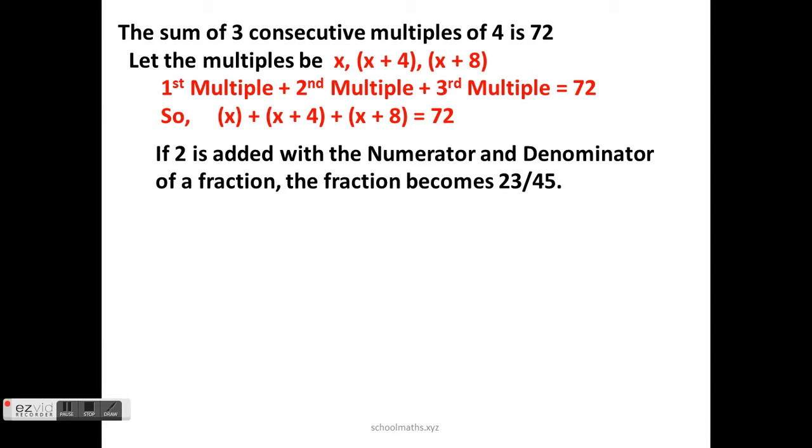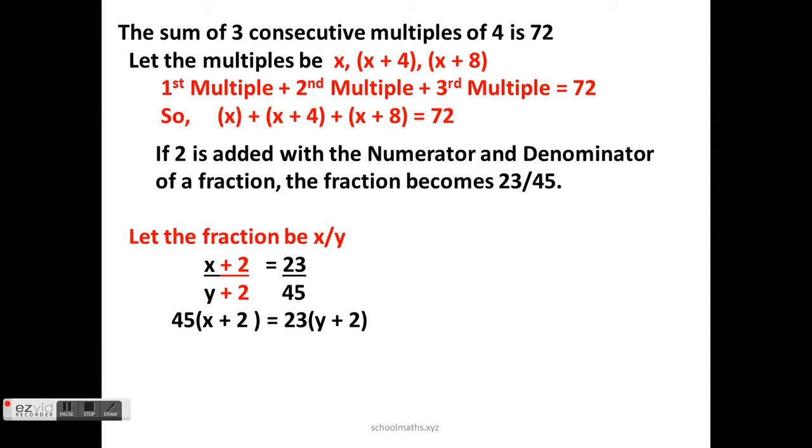Next, if 2 is added to the numerator and denominator of a fraction, the fraction becomes 23 by 45. So we will take the fraction as x by y. Numerator is x, denominator is y. Now we add 2 to both numerator and denominator. See, x plus 2 by y plus 2 becomes equal to 23 by 45. This is the equation. Now cross multiply.